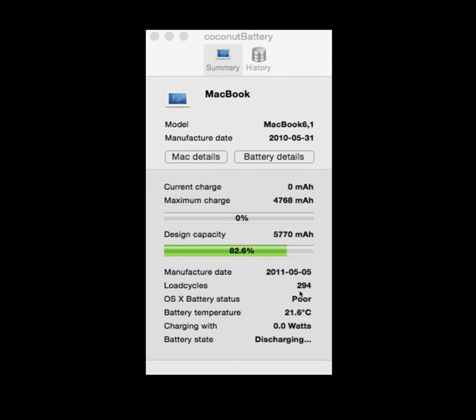Very similar, 82% capacity. Poor, yeah, basically exactly the same situation.